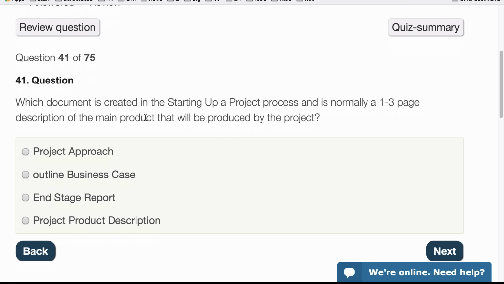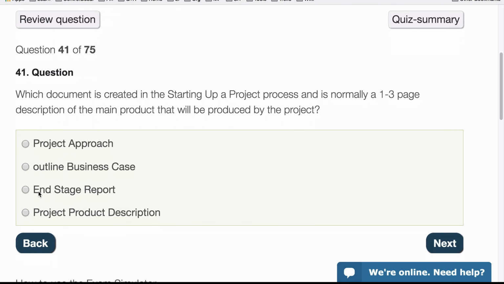Which document is created in the starting up a project process and is normally a 1 to 3 page description of the main product that will be produced? Now, I often call this the main project or the main product that will be delivered by the project. Is it the project approach? No. Outline business case? No, that's not it. End stage report or project product description. That's why I call it the main product description, the main output you're trying to do.